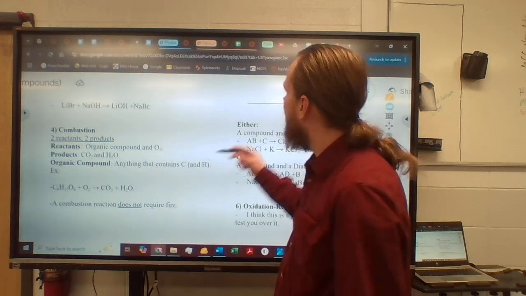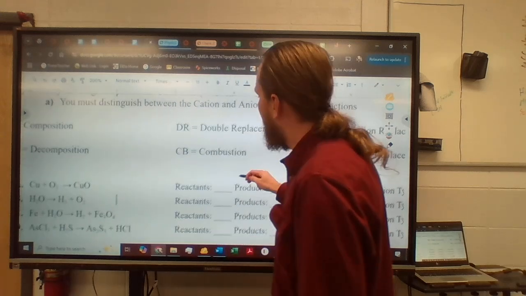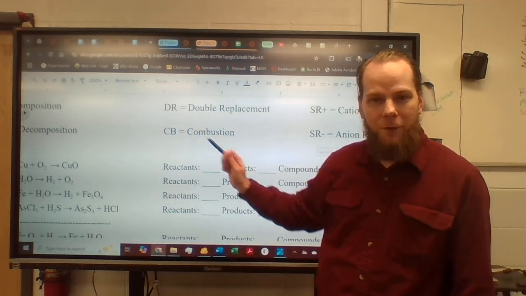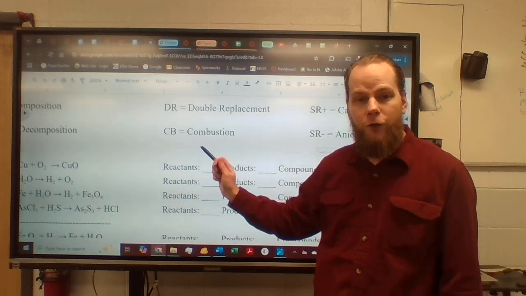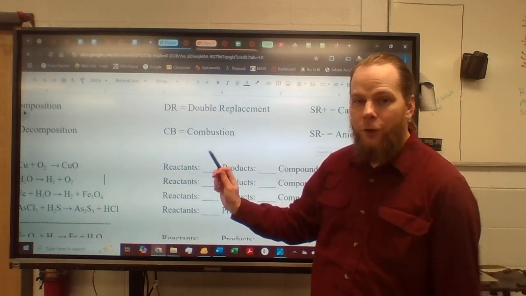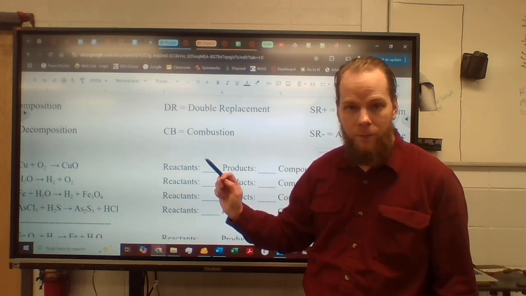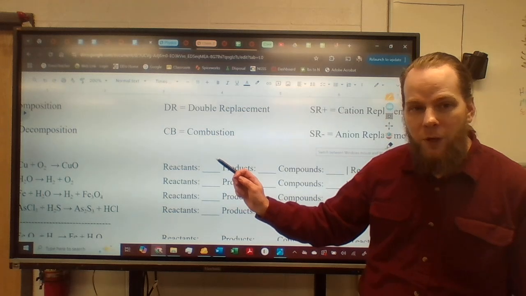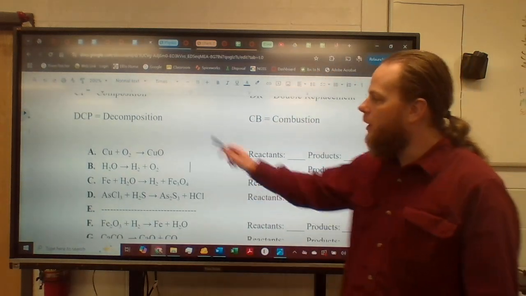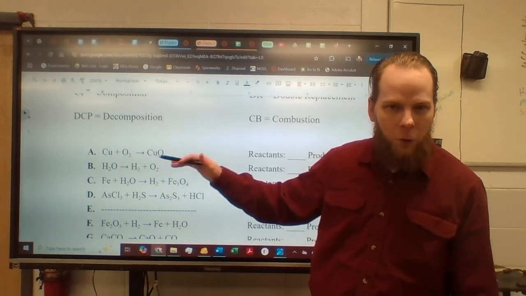So your tip-off, your note that you're putting here: for double replacement it was 4 compounds. For combustion, the 2 reactants, because it has to have 2 reactants and 2 products, have to be organic and O2. Okay, must be organic and O2. Now, none of these first 4 have anything organic in them. There is no organic molecule on the first 4.